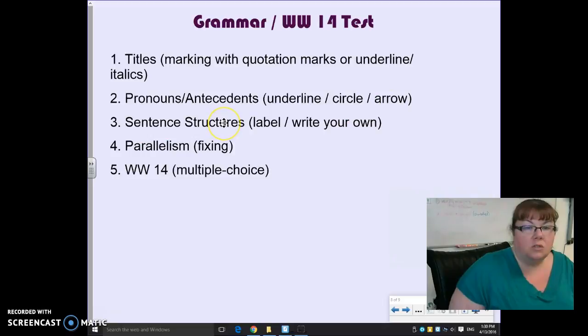We also have the sentence structures. So like you're doing tonight, where you will be writing your own sentences, but you'll also be labeling some as compound, compound-complex, and all of those things. Parallelism, you'll have a section where you're fixing the parallel structure, and then you will also have Wordly Wise 14, some multiple choice. Now tomorrow in class we will do some more practice with the parallelism, and this will be what makes up your test for Friday.